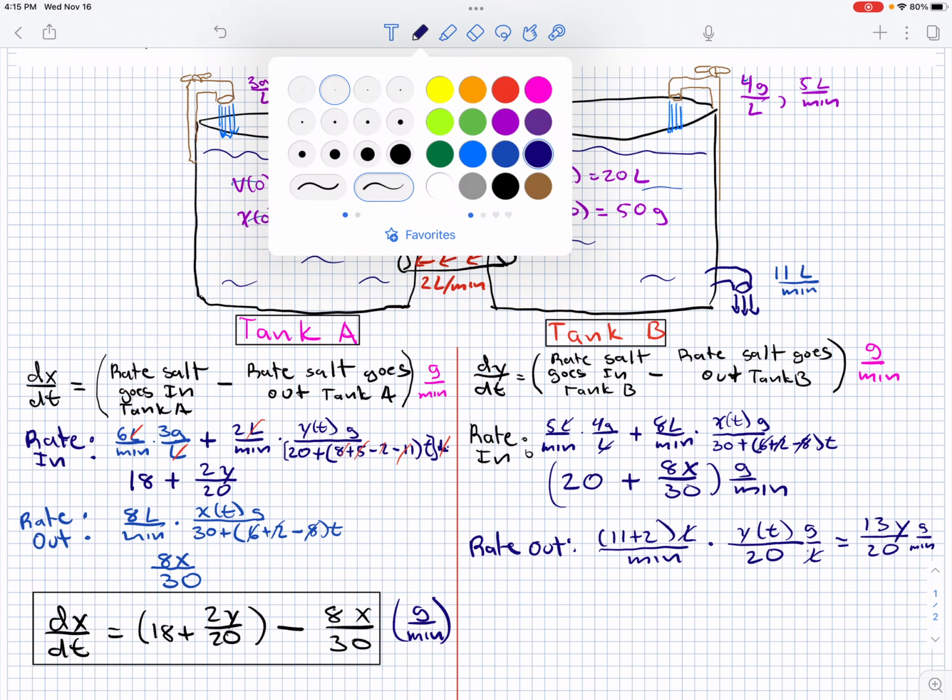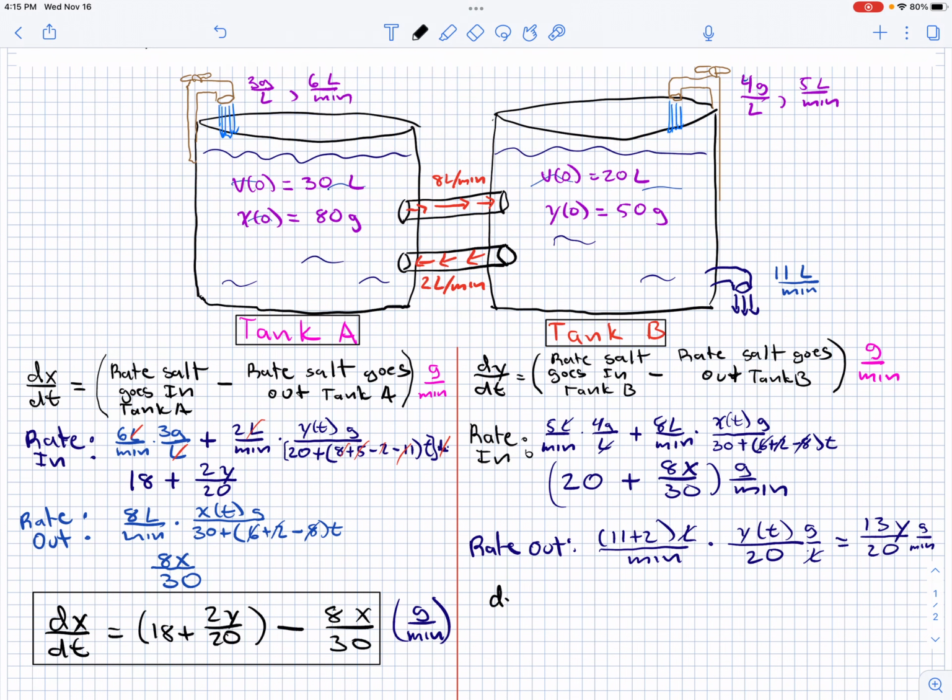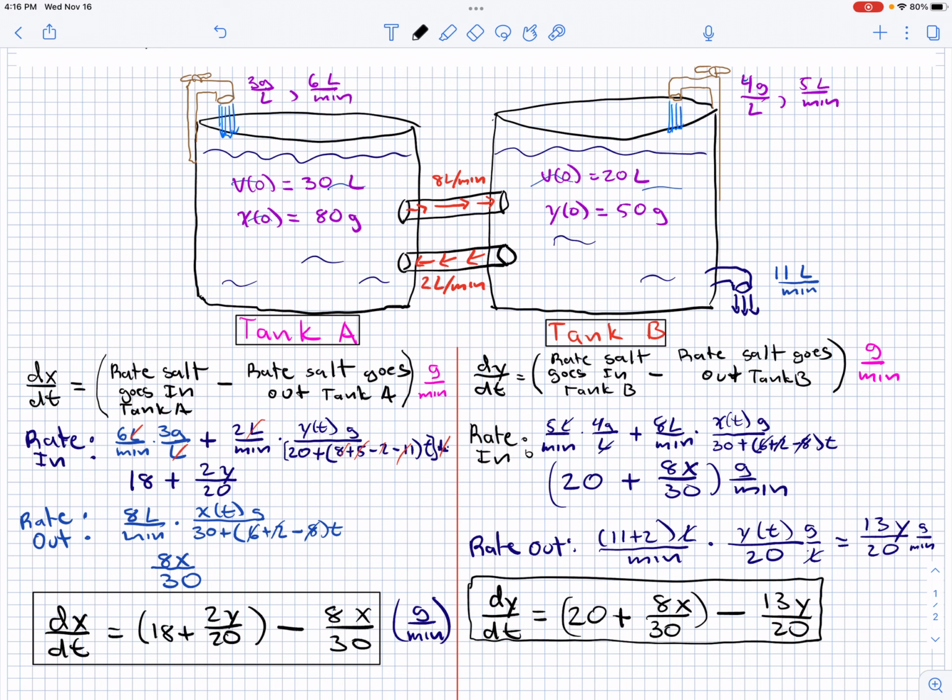And we are pretty much done with setting up these equations. We just need to write it out. dy dt, the rate that the salt is going in or out of tank B, is 20 plus 8x over 30 minus the rate out, 13y over 20, and again, that is in terms of grams per minute, which is our correct units. And yay, fun problem.